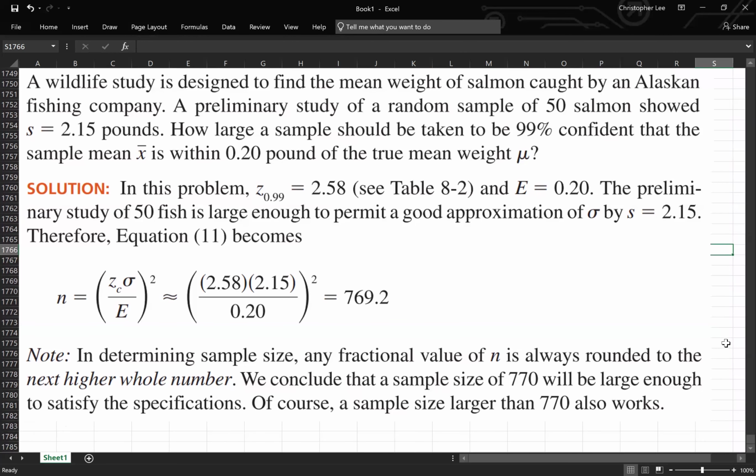Of course, a sample size larger than 770 also works. But I can only take whole number samples, that's why I have to round this up. And this answer that I'm getting right here is the smallest possible sample that I could take to get my final answer. And that's it. That's the whole sample size thing.